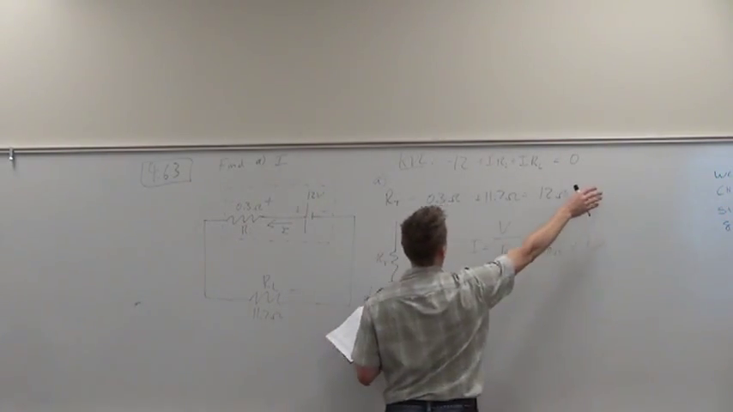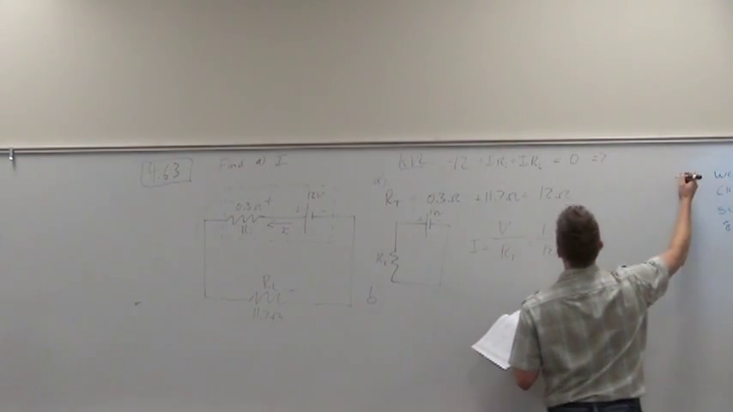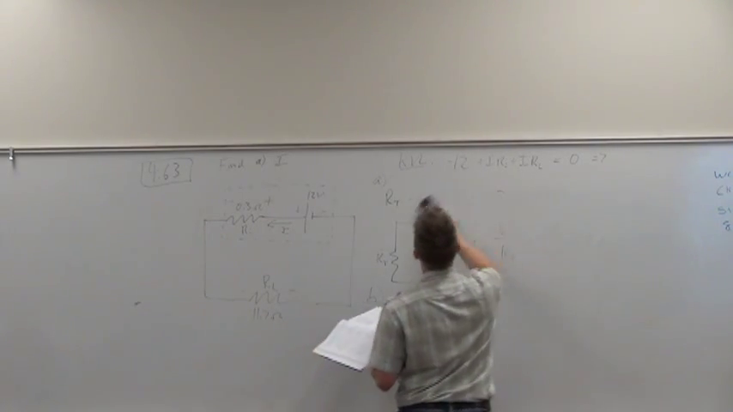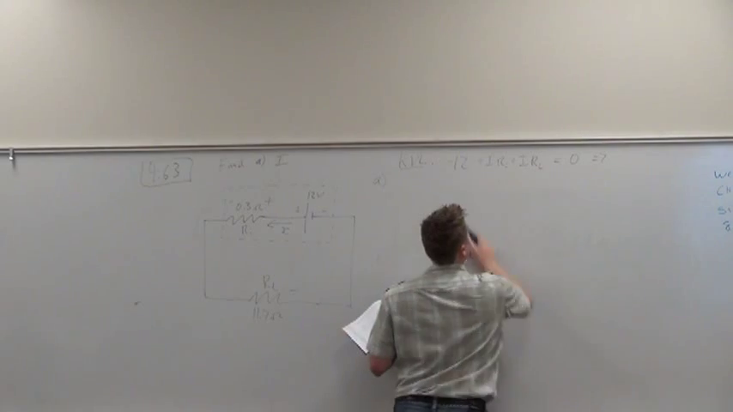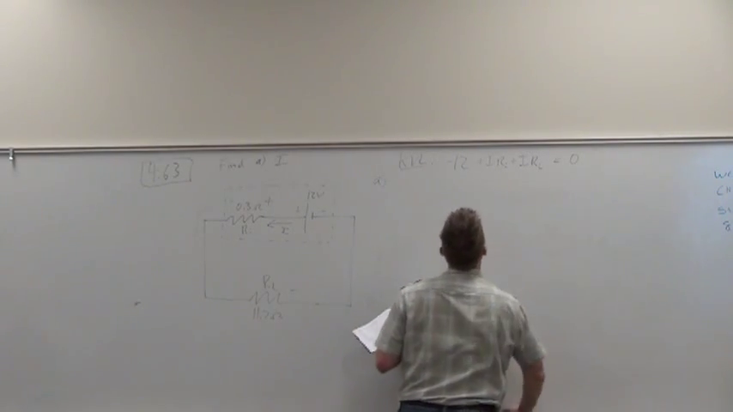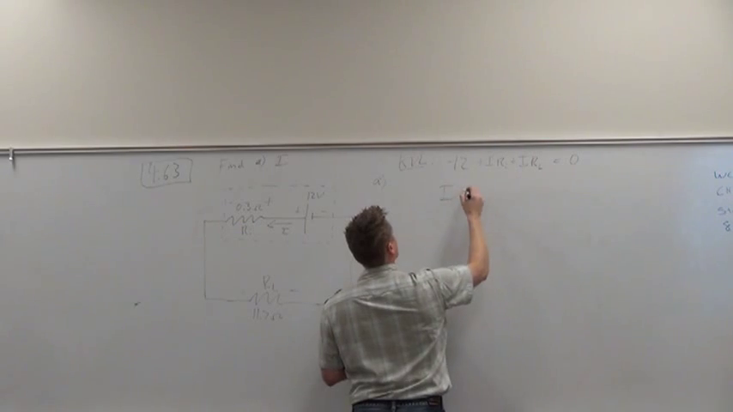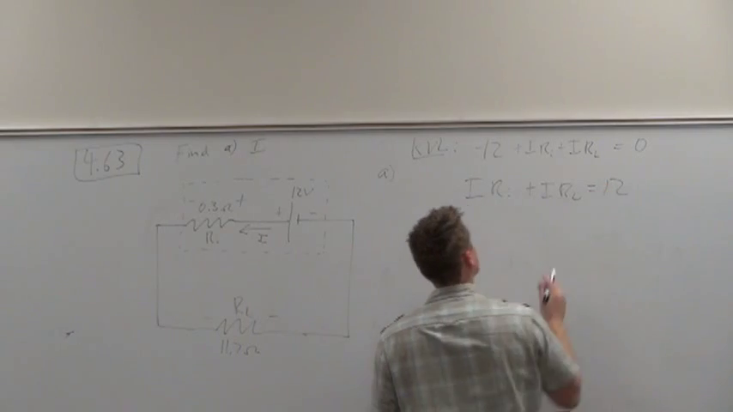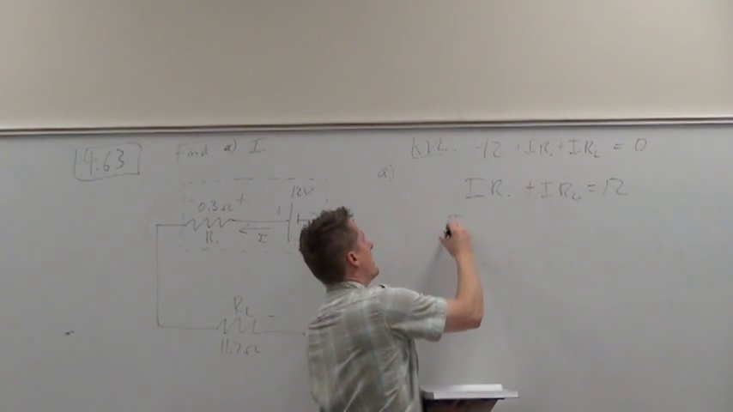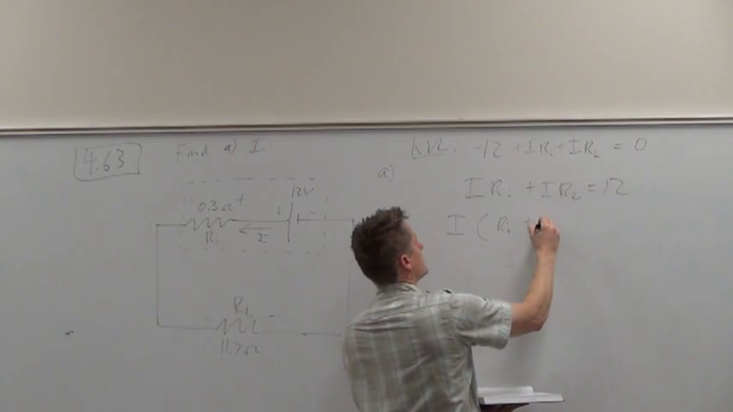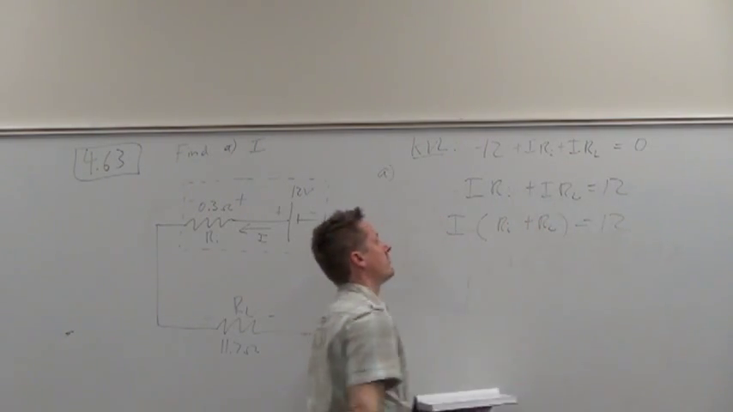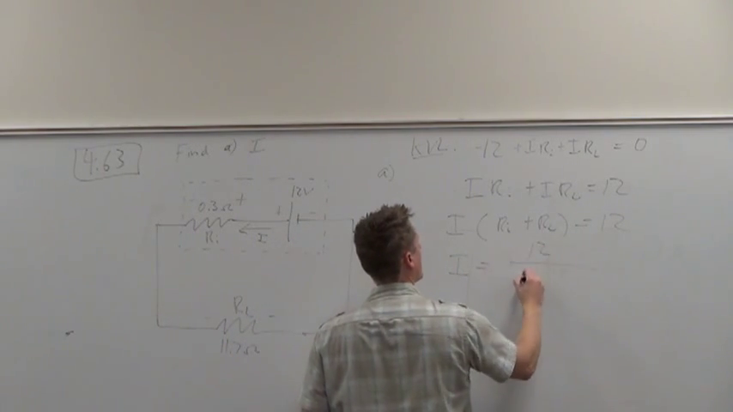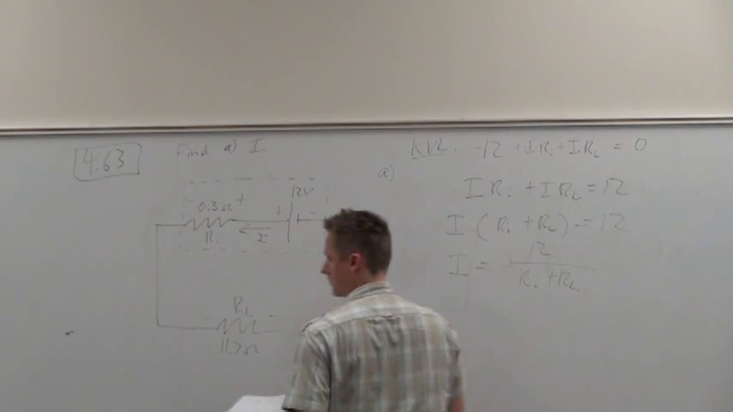You move the 12 to the other side of the equation, it's going to give you I Ri plus I RL equals 12. Then you collect the I terms, it gives you I times Ri plus RL equals 12. And then you can say I is equal to 12 over Ri plus RL.